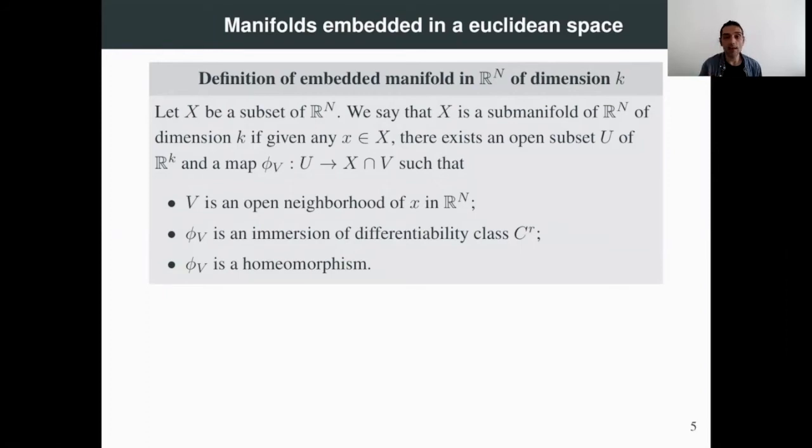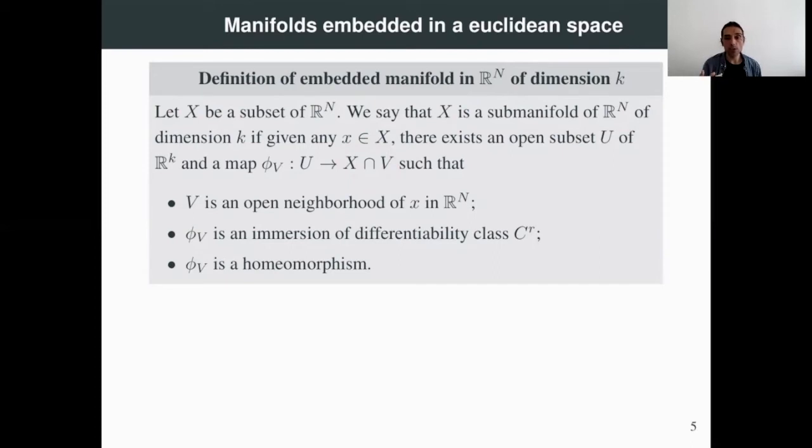If given any point, there exists an open subset U of R^k and a map phi from U to X intersection V such that the following properties hold. The first one is that V is an open neighborhood of x in the ambient space. That actually is going to guarantee that this set is an open neighborhood of x with the induced topology.